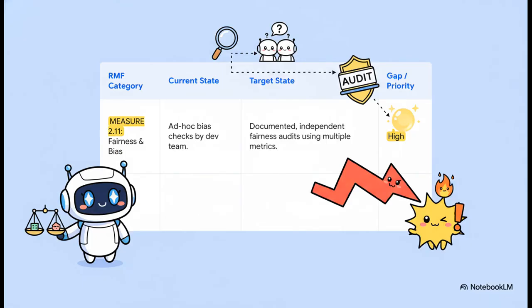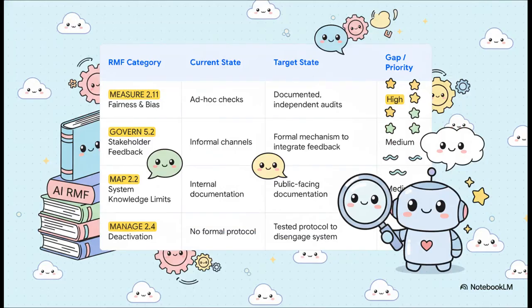Let's use our AI hiring profile as an example. Under the fairness and bias category, your current state might be some ad hoc checks the dev team runs when they have time. But your target state is a documented, independent audit before anything goes live. The gap is huge, and for something like hiring, the priority is obviously high. And look what happens when you start filling this out for other categories. Suddenly, a clear, prioritized to-do list just emerges from the data. You're not just randomly listing problems anymore. You're creating a strategic inventory of your biggest risks and assigning a priority to each one.